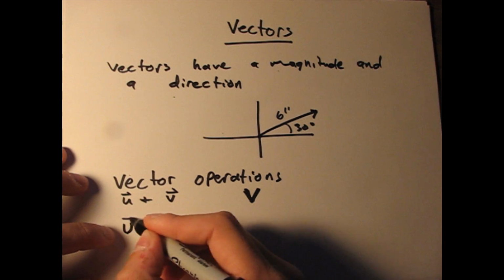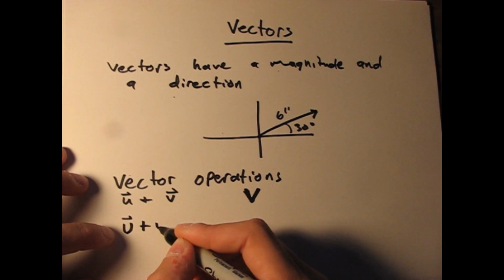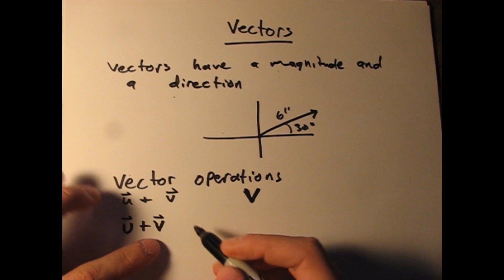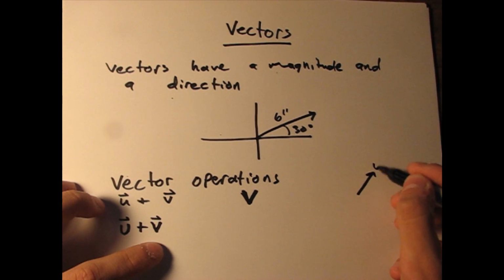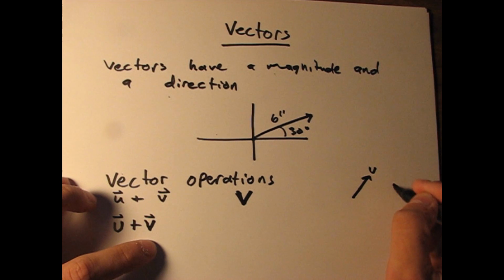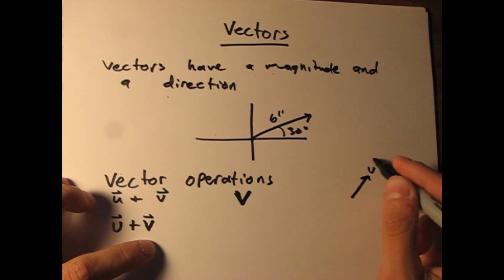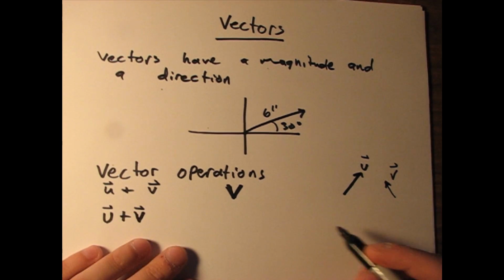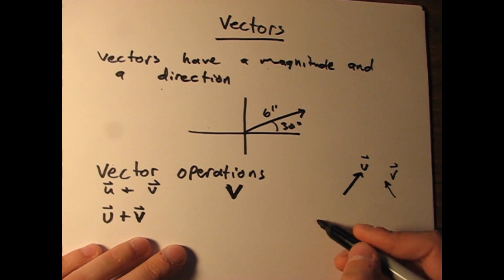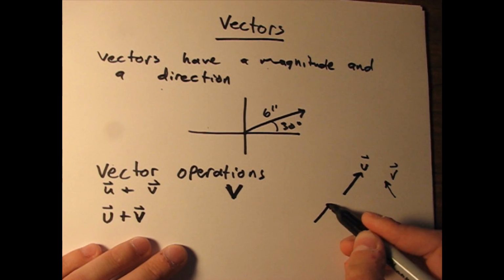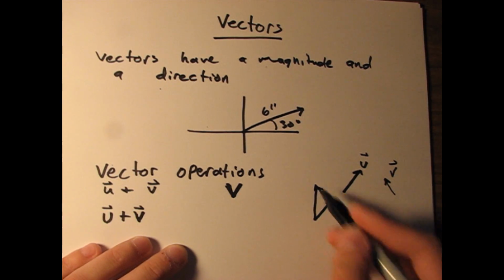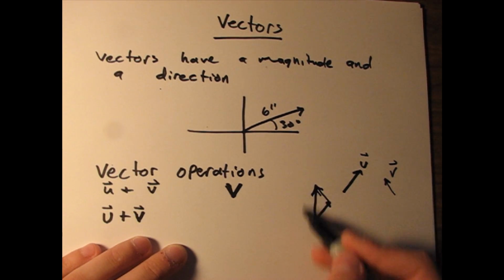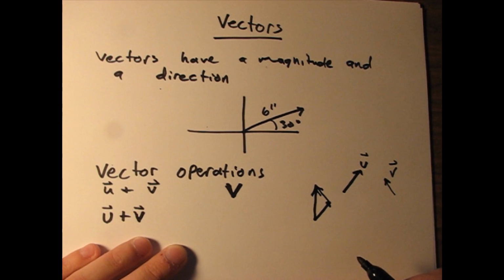Well, u plus v, let's say this is vector u and this is vector v. To add them, you would just put one on top of the other like that. And then it goes from tail to tip, and that's your addition right there.